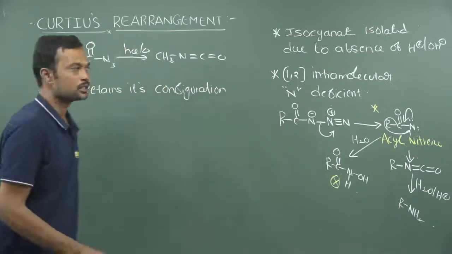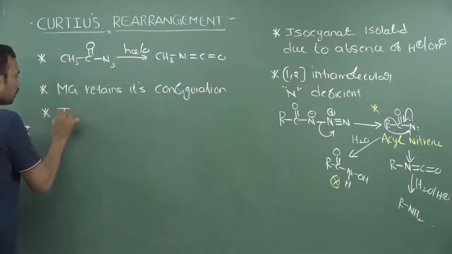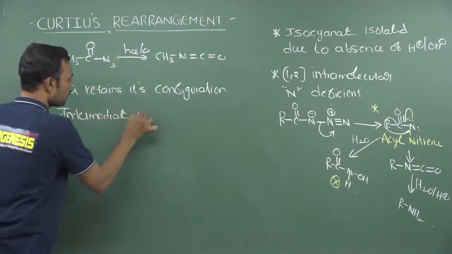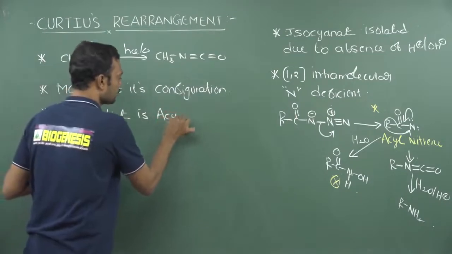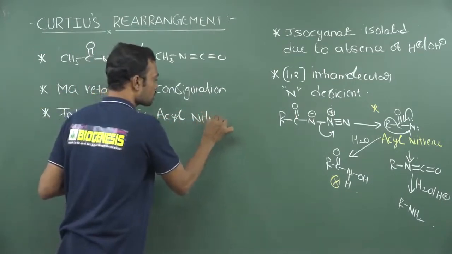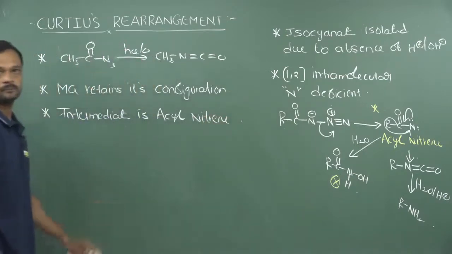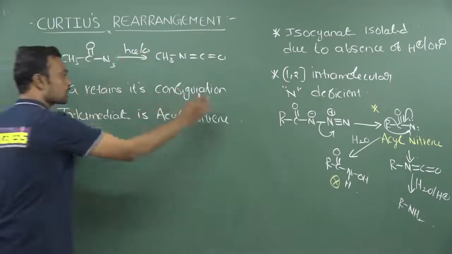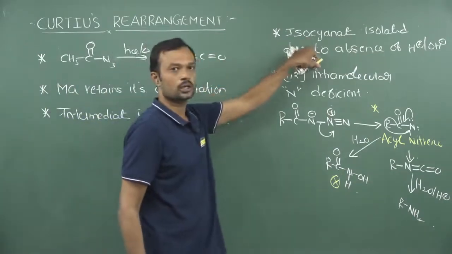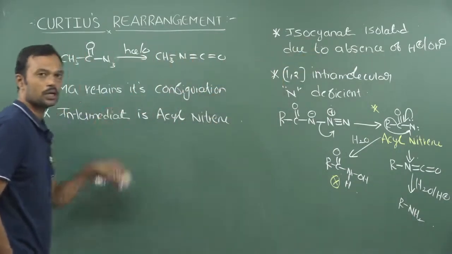So what is the intermediate in this reaction? If you observe carefully, the intermediate is acyl nitrene. Sometimes they will give it as nitrene, but remember that in your examination they always ask it as acyl nitrene. The isocyanate is isolated only in the presence of a non-polar solvent. Here we should use only a non-polar solvent, that's why it is completely isolated.